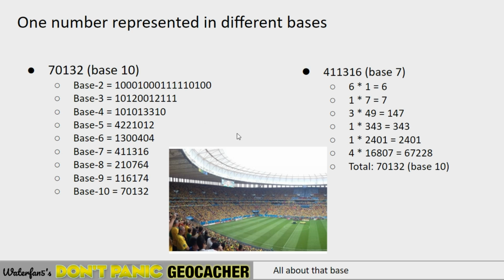So we use base 7, so we have to use multiplications of base 7, and we basically take the number apart. 6 times 1, 1 times 7, 3 times 49, 1 times 343, and so on. We add it together and we get now our base 10 number. So we see how we can convert from one base back to base 10, still representing the same amount. And this is why it's so popular in geocaching puzzles.